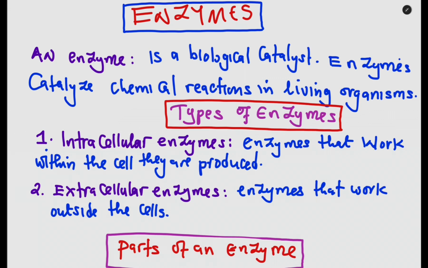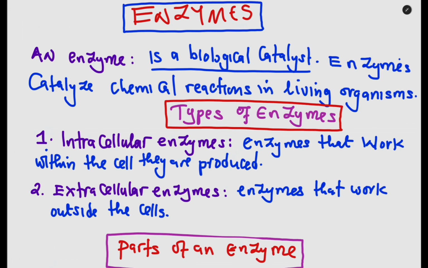What is an enzyme? An enzyme is a biological catalyst. That is how we define an enzyme. Now, there's a word that we need to understand here, which is a catalyst. If an enzyme is a biological catalyst, then what does it do in the body of living organisms?